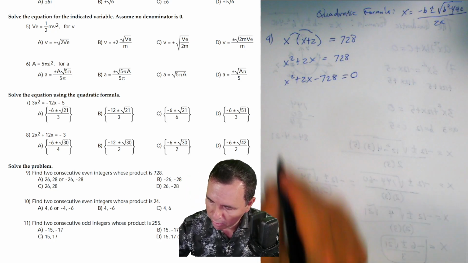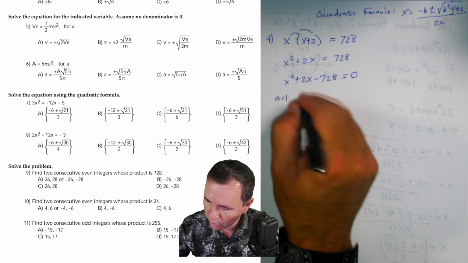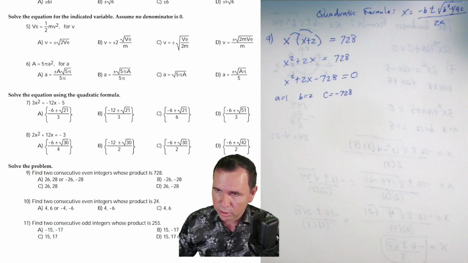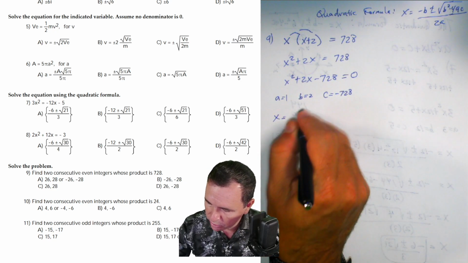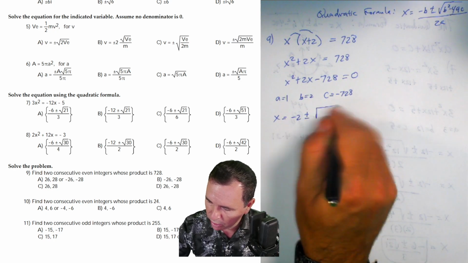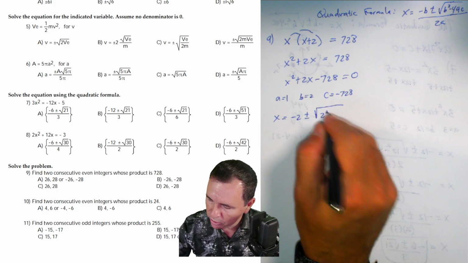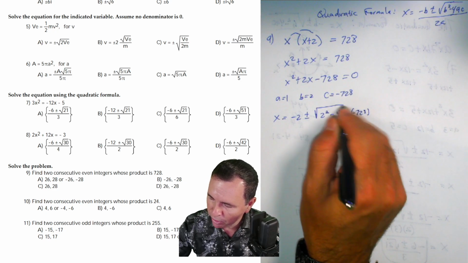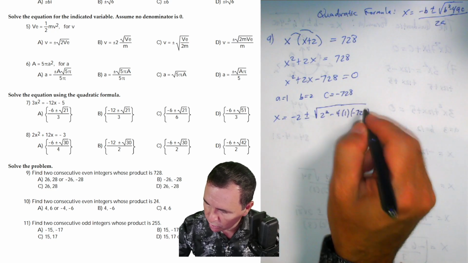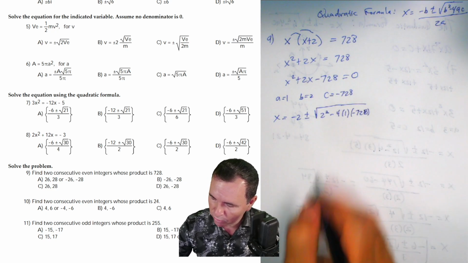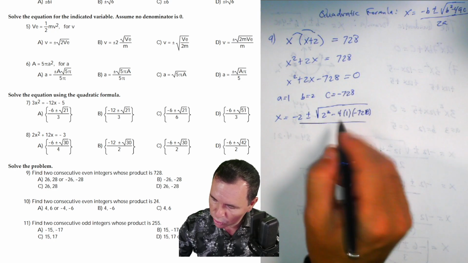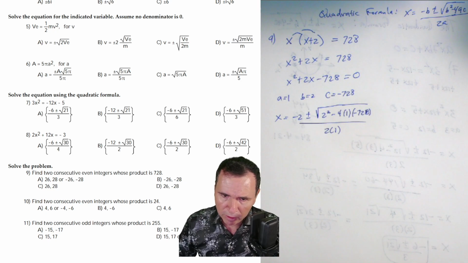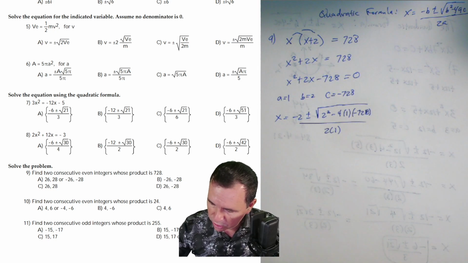All right, let's apply the quadratic formula. So a is 1, b is 2, and c is negative 728. Let's substitute. X is equal to negative b, so negative 2 plus or minus the square root of b squared minus 4 times a times c. But something nice is going to happen. Two negatives are going to turn into a positive. Okay, that's what's going to be nice about this one. Over 2a, so 2 times a is 1. Well, 2 times 1 is 2. So that's very nice.